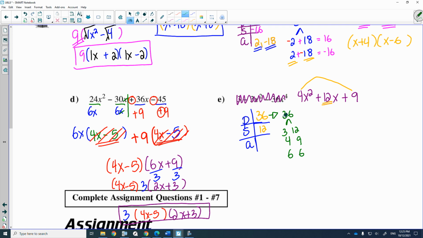And you would say, which one of these answers when summed would give you 12? Erin, do you know what the answer would be? 6 and 6. Yep. So the answer would be 6 and 6.